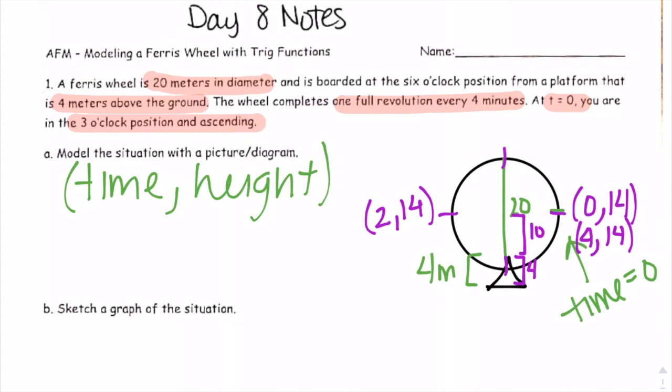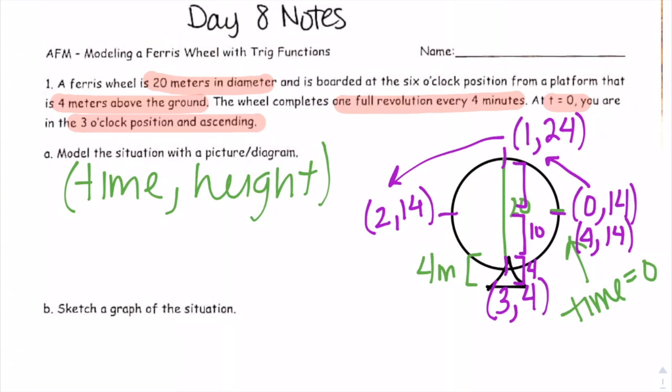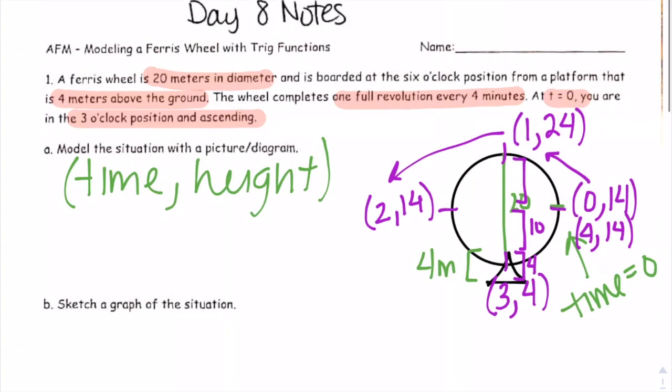If we go halfway to that, we're at 1 minute, but now we've gone from 14 up an additional 10, so now we're at 24 meters in the air. So as you can see, we're counting from time is 0 to 1, 1 to 2, so then we're going to go 2 to 3. So it's going to be 3 minutes, and we're only going to be the height of the stand, so 4 meters above the ground. Now we want to sketch a graph.